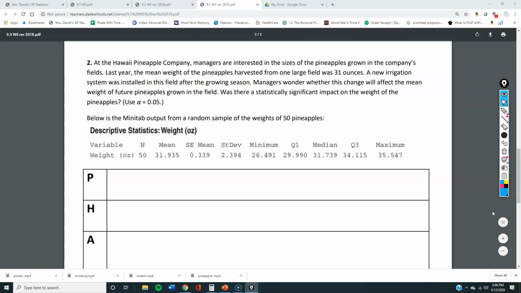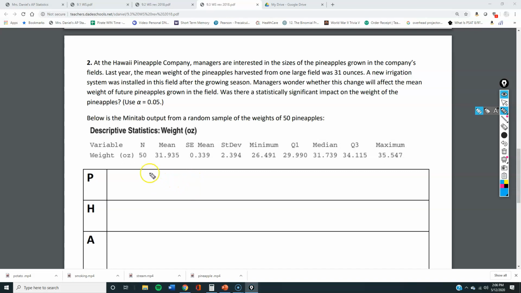State, plan, conclude. This one's going to be a two-tailed test, which makes it a little bit more difficult. Again, please read it. Try it. State. What are we trying to find? Mu, which is the mean weight of pineapples grown in the field.